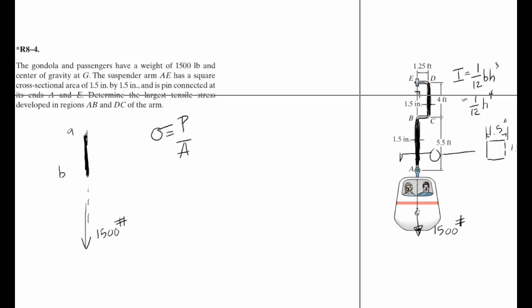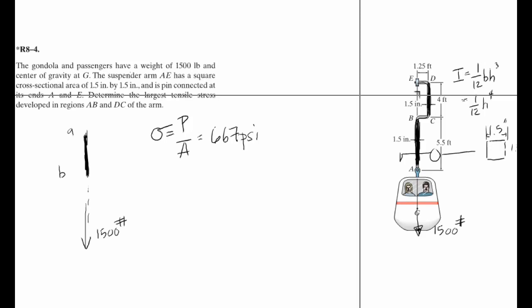A refers to the area, which is 1.5 by 1.5, and P is the load of 1,500. So that actually is pretty straightforward. If you did that, since we kind of gave it out, it's 667 psi if you were to solve for it. Now, that's the easy part, right?